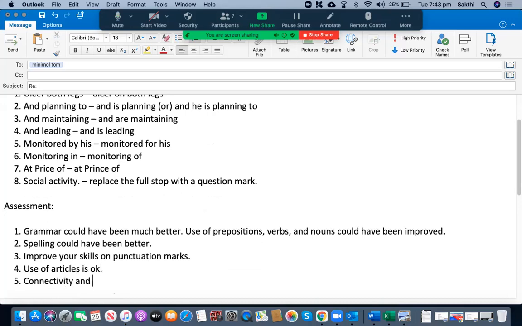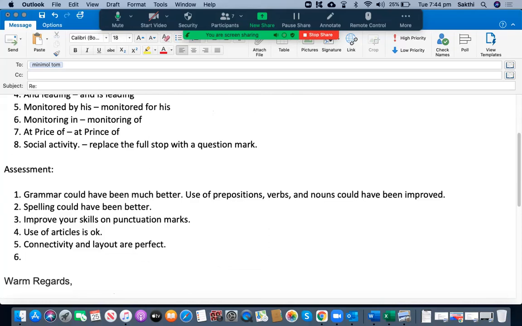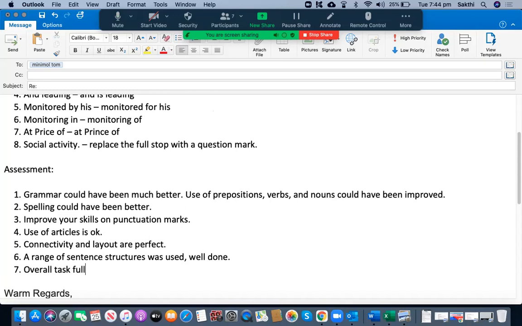Connectivity and layout are perfect. I'm happy with the way that you have been writing them down, and arranging the case notes in a well structured manner. I'm happy with all other things. Okay, let's say the range of sentence structures was used. I'm happy with that. Well done. You have done a wonderful job. Overall task fulfillment is good as well.